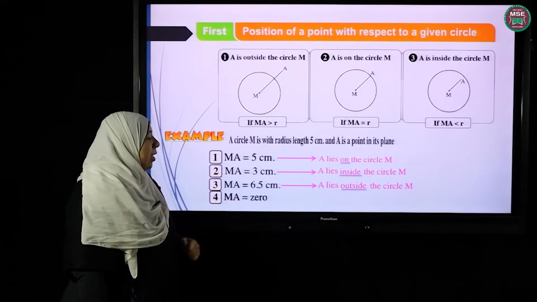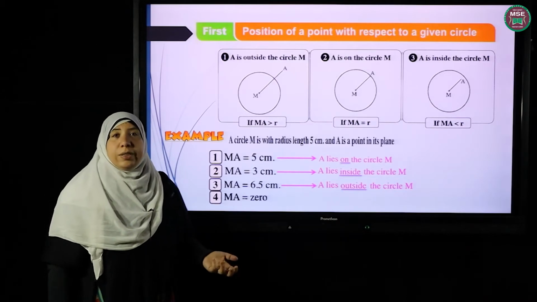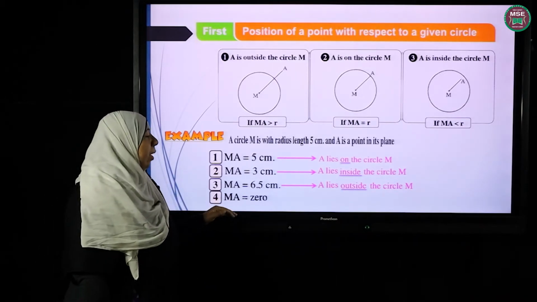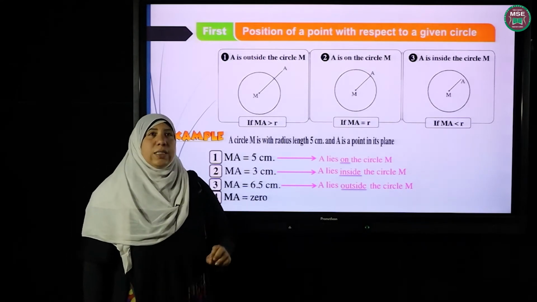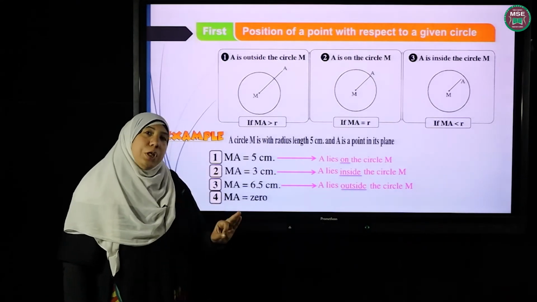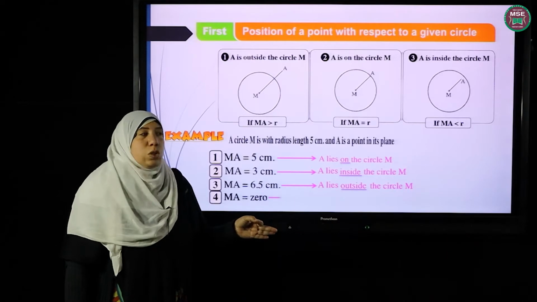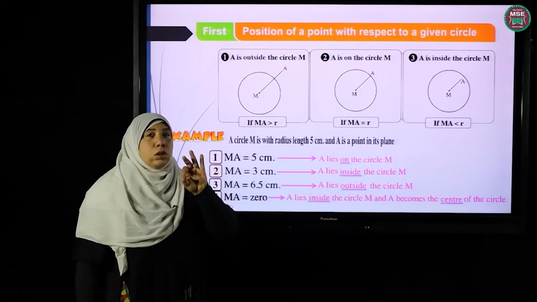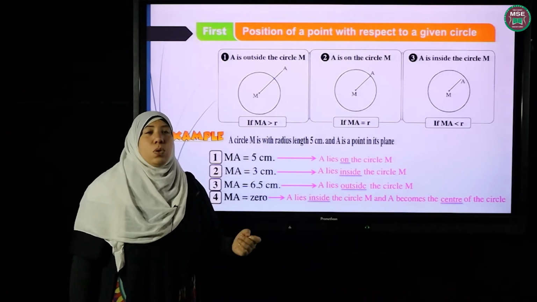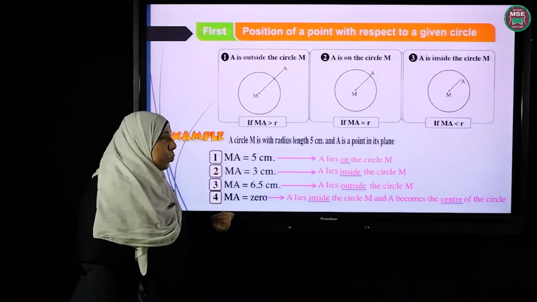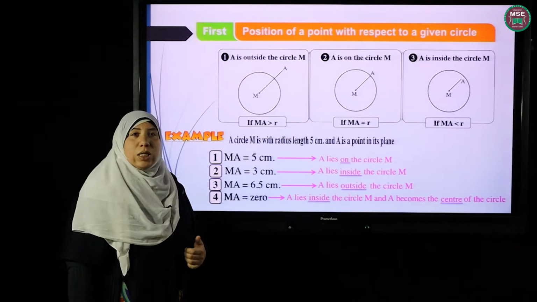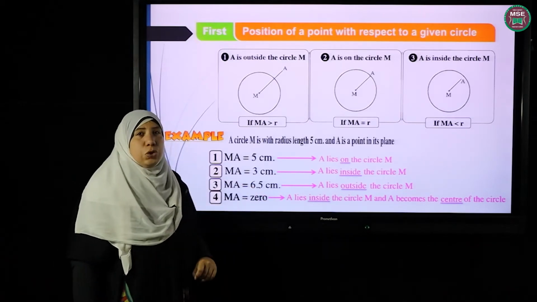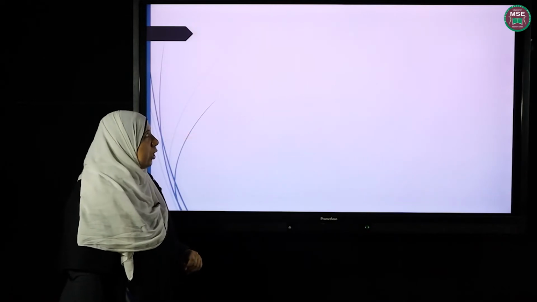The last one is MA equals 0, not greater, not smaller, not equal to R. If the distance from the center to the point equals 0, this point is inside the circle, and it is on the center of the circle, because there is no distance from the point to the center, so this point is the center of the circle.